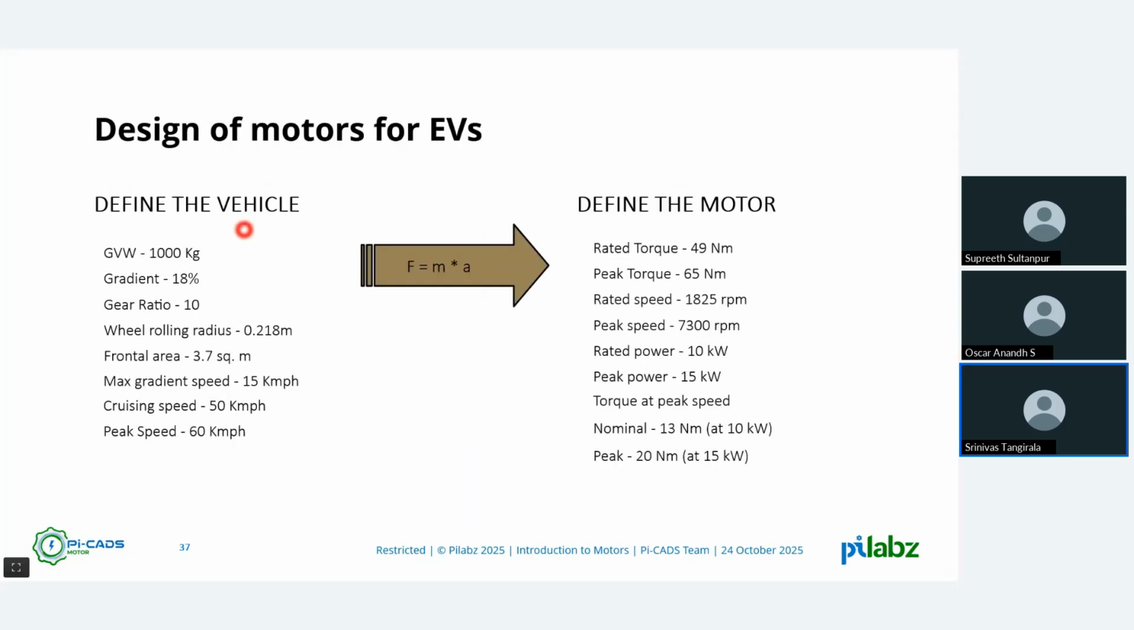So basically what we are saying is, if we define the vehicle, you take the vehicle parameters: gross vehicle weight 1000 kgs, gradient 18%, gear ratio 10, wheel rolling radius 0.218 meters, frontal area 3.7 square meters, maximum gradient speed 15 kilometers per hour, cruising speed 50 kilometers per hour, peak speed 60 kilometers per hour. Here you have defined the vehicle. My two-wheeler or four-wheeler should have these specifications. From this, we can derive the motor.